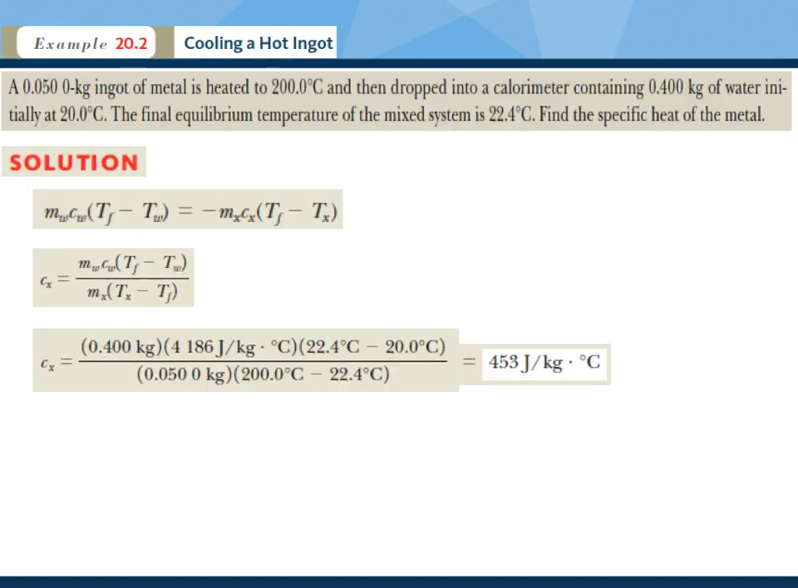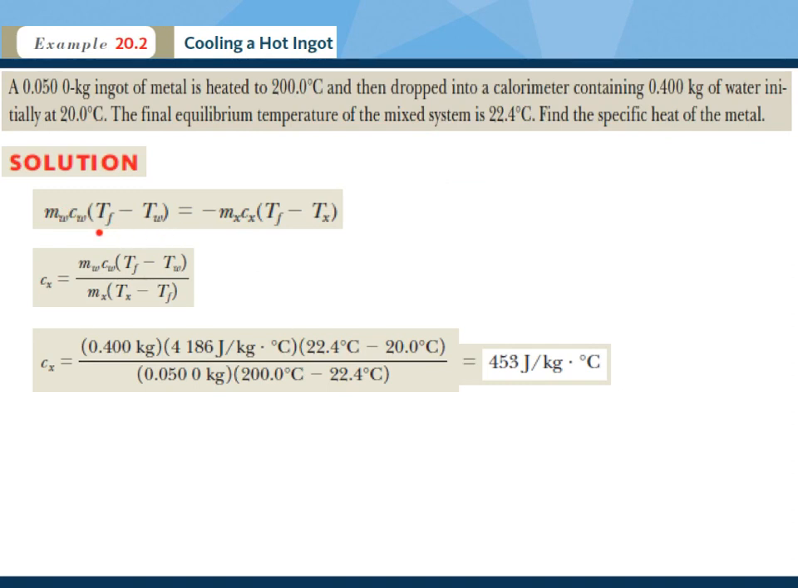Let's look at an example. A metal at 200 degrees Celsius is dropped into a cup of water initially at 20 degrees Celsius. If we know that the final equilibrium temperature is 22.4 degrees Celsius, we want to find the specific heat of the metal.